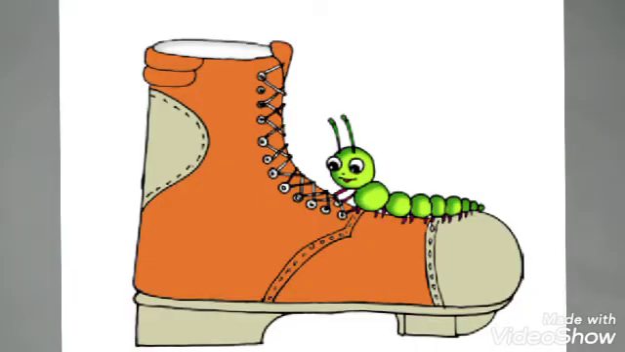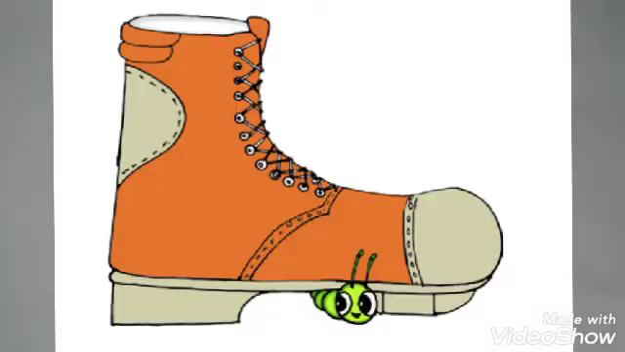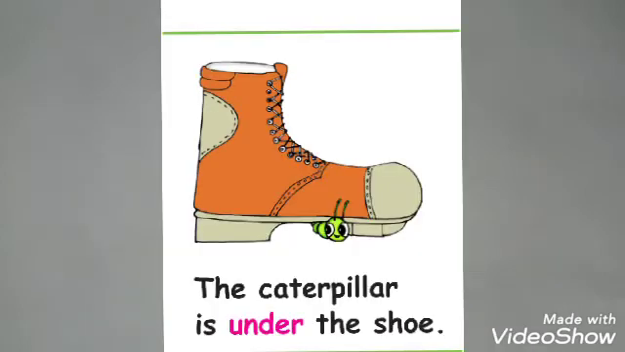On. Generally, we use on when it is a normal place to put something. For example, where is the caterpillar? The caterpillar is on the shoe. Under. Use under when one object is covered by another. For example, see where is the caterpillar? The caterpillar is under the shoe.